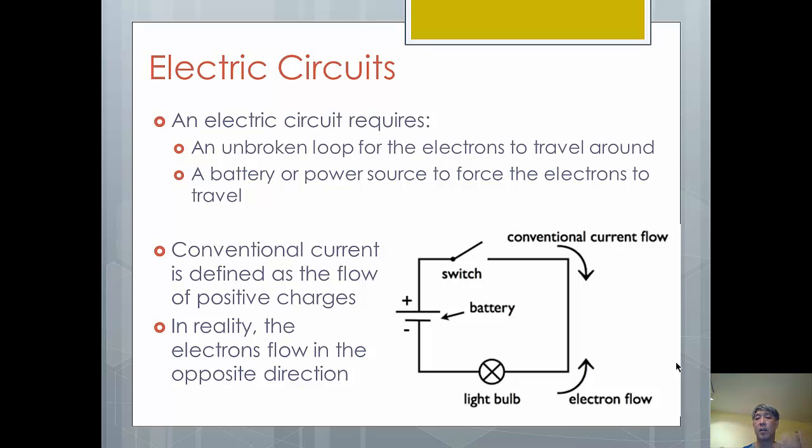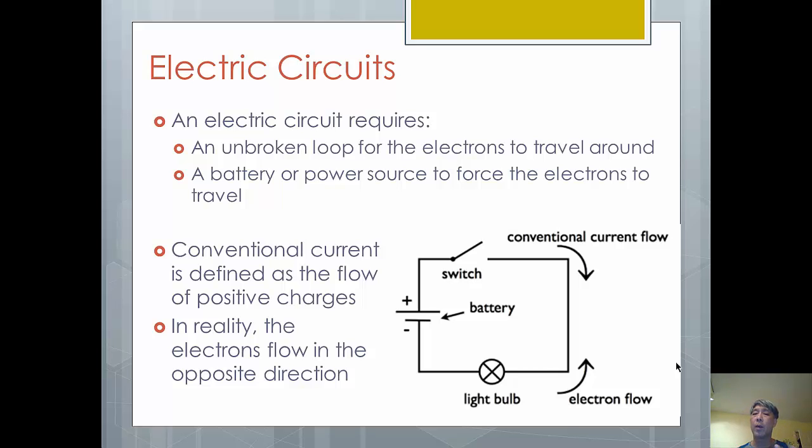In the picture, it shows the direction of conventional current flow. This is the flow of theoretical positive charges. We're aware that it's the electrons that flow, and the electrons flow out of the negative side of the battery, or the short side of the battery, and go all the way around the circuit back to the positive side. But we are going to be focusing completely on conventional current.